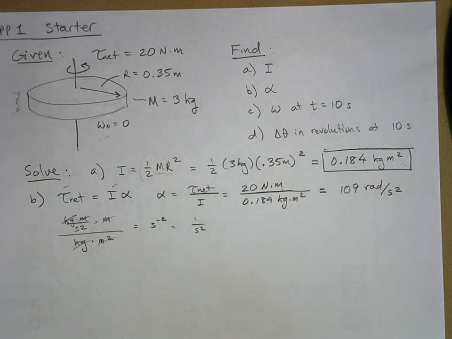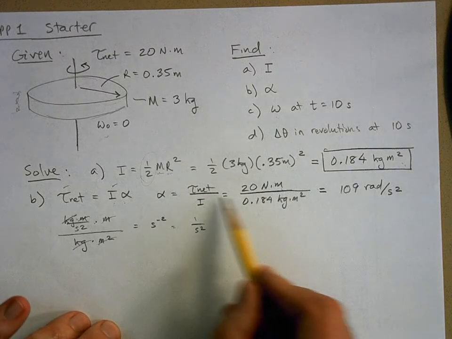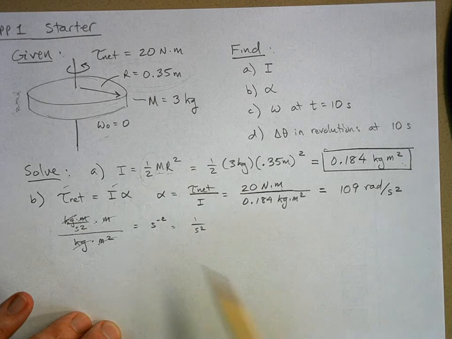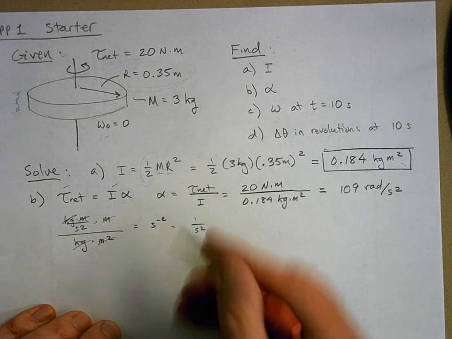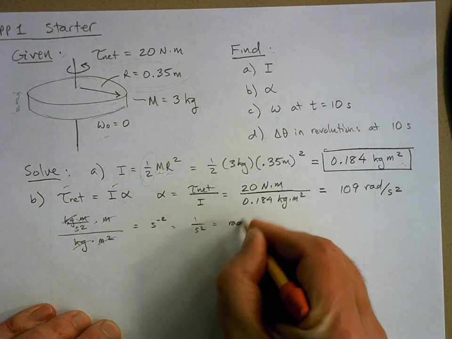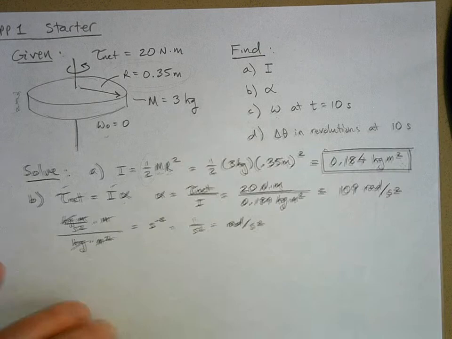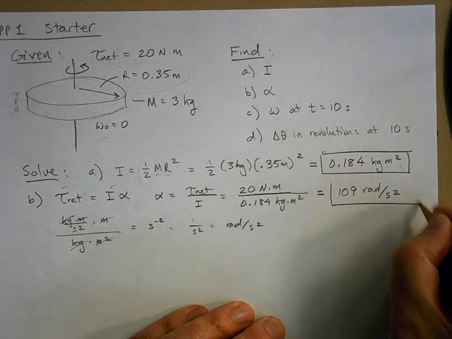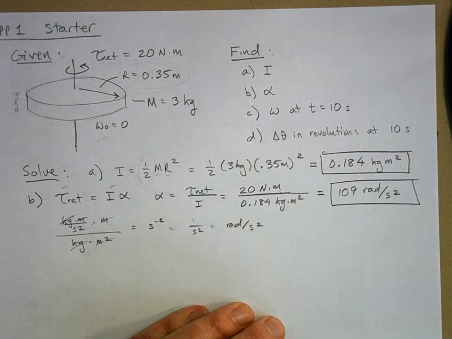But we're dealing with rotational inertia, angular acceleration, and torque. Torque, we've got an R in there. And that R, that's where that radian comes from. And so it's really radians per second squared. You can kind of stick that radian in there when you need it. So this is our answer for the angular acceleration.